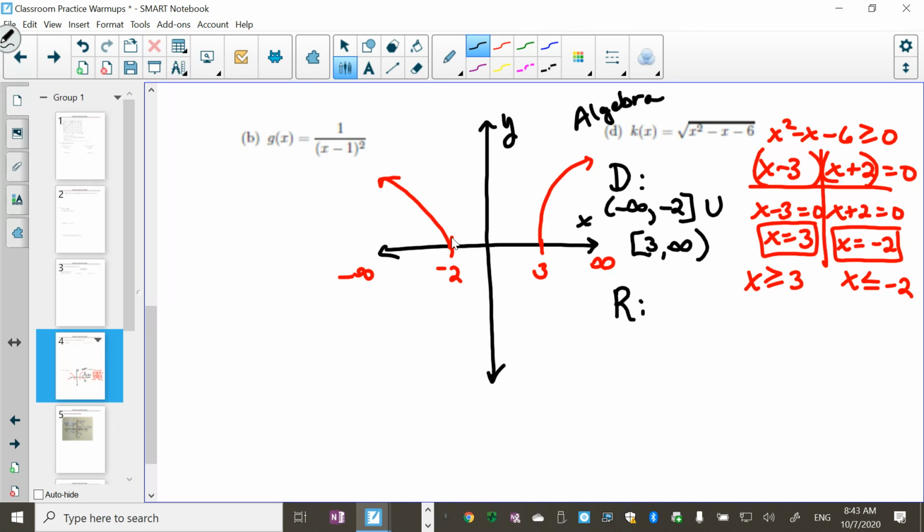So literally I have this huge gap in the middle, but I can have all the numbers left of negative 2 and all the numbers right of negative 3 go into my graph, but I can't have anything in the middle because it doesn't exist.